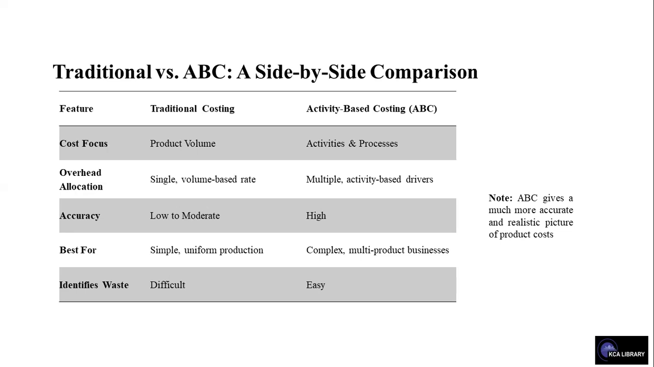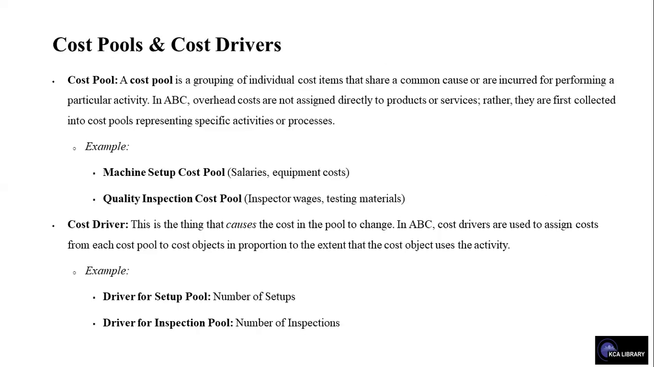And in terms of identifying waste, for traditional costing, it's difficult to identify waste, while under activity-based costing, it is easy to identify waste in the production process.